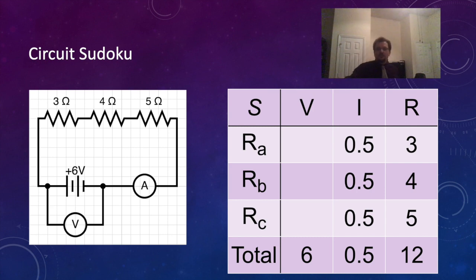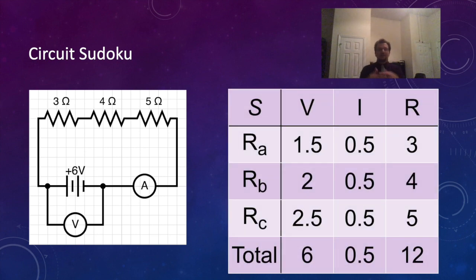So let's see here. 0.5 times 3, that's going to be 1.5. 0.5 times 4, that's going to be 2. 0.5 times 5, that's going to be 2.5. And if I'm very, very good, all of the potential differences as it drops across resistors A, B, and C is going to end up equaling the total voltage, the total potential difference of the circuit, and that's going to be 6. So 1.5 plus 2.5, that's going to be 4, plus another 2, that's going to equal 6, and life is grand. Everything ends up matching up.